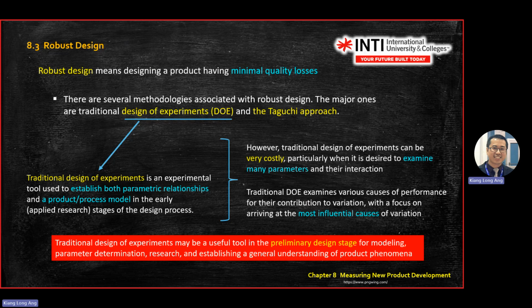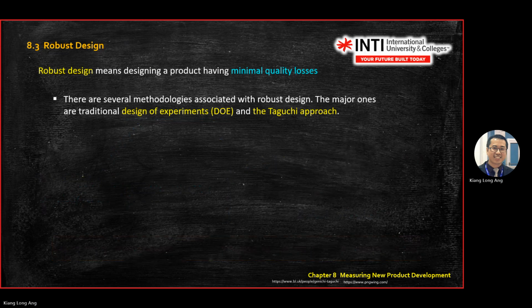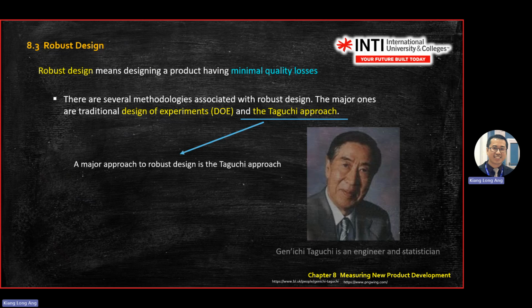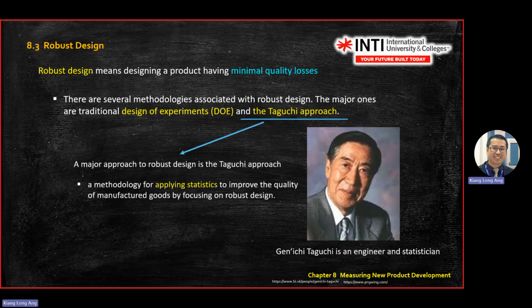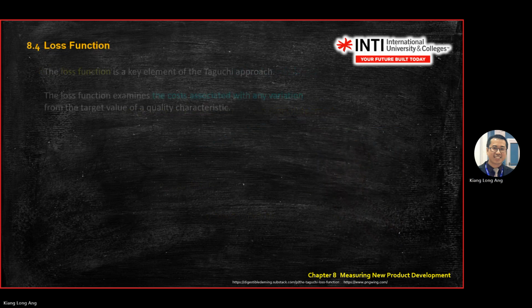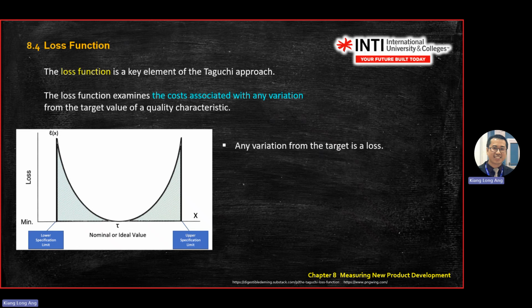So a traditional design of experiment, DOE, is very good in preliminary. Taguchi is a Japanese. He introduced quality optimization. He's an engineer and also a statistician. So Taguchi actually used the statistical approach that you learn in your mathematics. Hypothesis and so on, then sigma, more or less. Okay. Loss function.